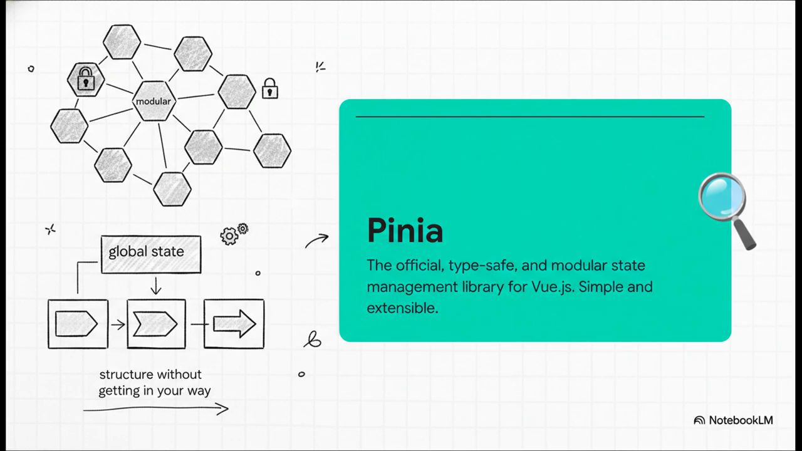Simple means you can literally set up a new store in just a couple of minutes. Flexible, that means it adapts to your project, not the other way around. And extensible means you can easily bolt on powerful features as your app gets bigger and more complex.